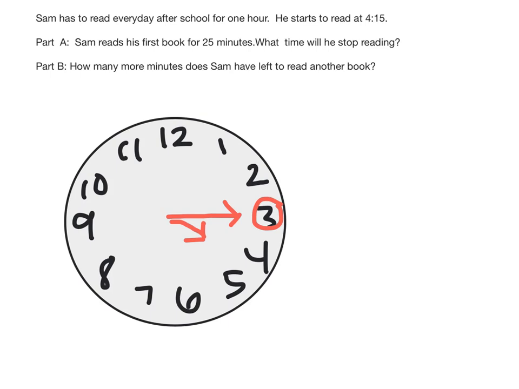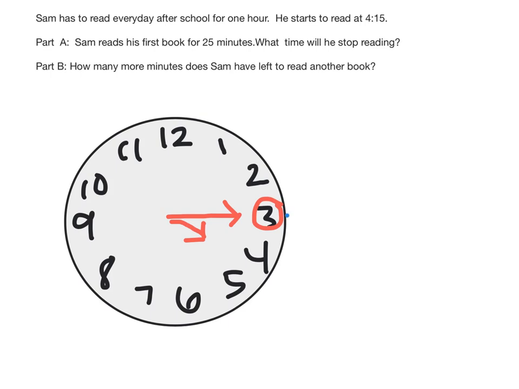All right, let's solve part A. Sam reads his first book for 25 minutes. What time will he stop reading? So we're going to have to increase by 25 minutes. Let's count. I know I'm starting at 4:15 and I'm going for 25 minutes. And I know that each jump is going to be 5. So we're going to have to count by 5s.